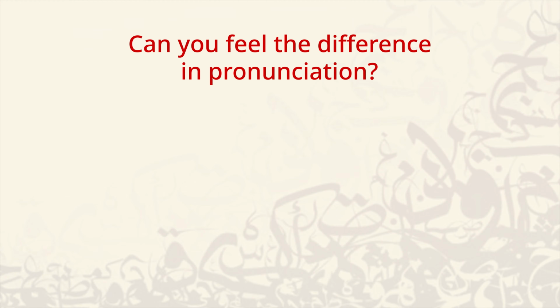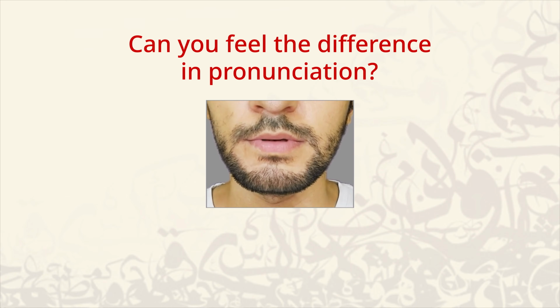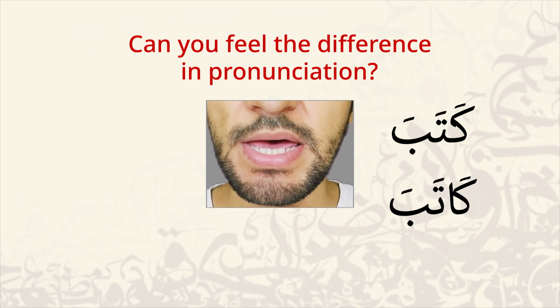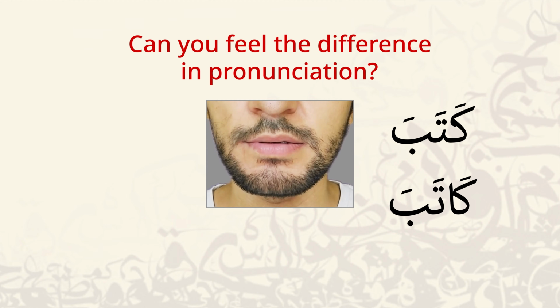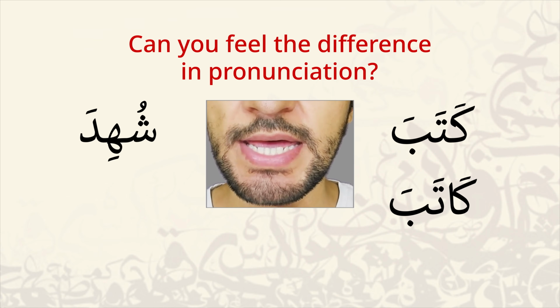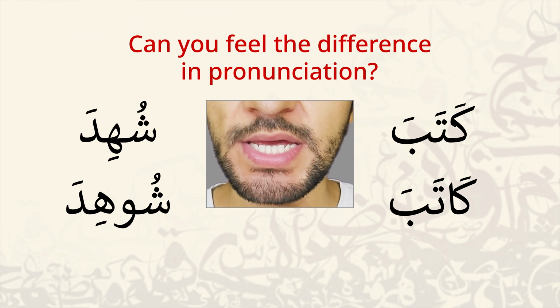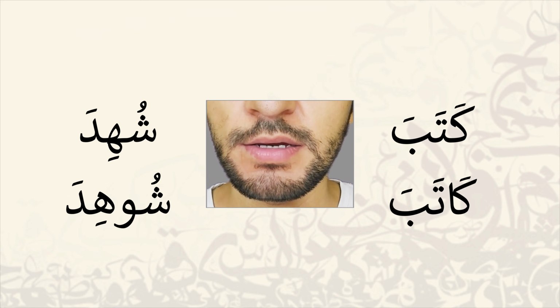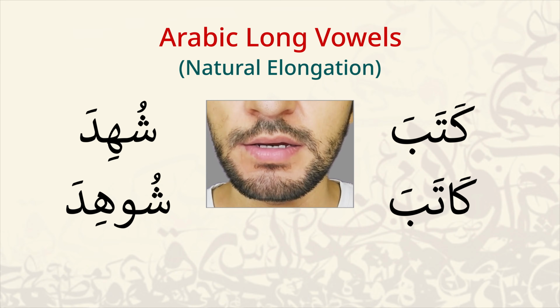Can you feel the difference in pronunciation between these two words? كتب, كتب. What about these two? شهد, شهد. The second words seem to have elongation when we read them, while the first two have none. In today's lesson, we will understand how natural elongation or long vowels are formed in the Arabic language.